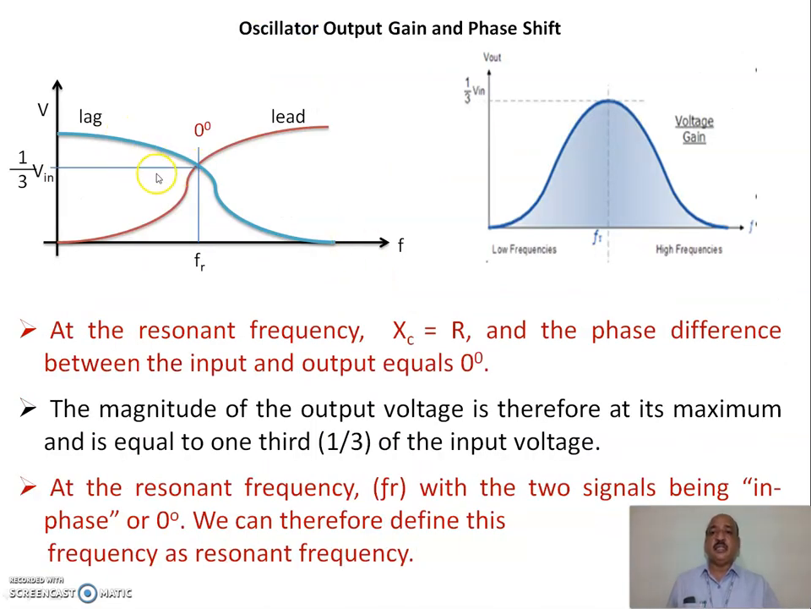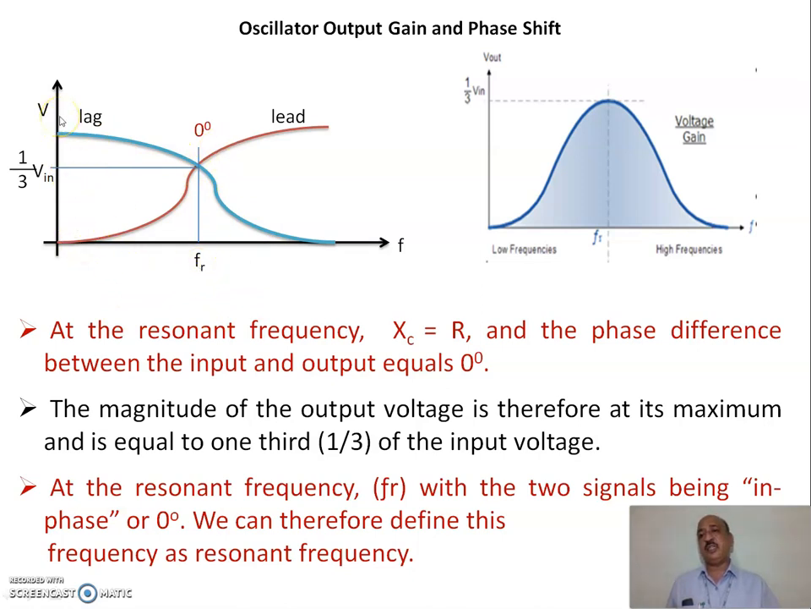Here in this diagram you can see that it is a lag and it is a lead, that is nothing but a low pass filter and a high pass filter. So at a particular point they intersect, and the phase at that point will be equal to 0 degree. That point of frequency we call the resonant frequency, represented by Fr.